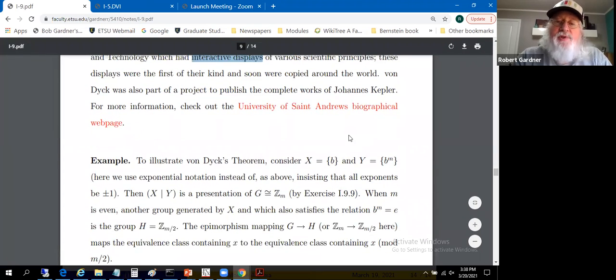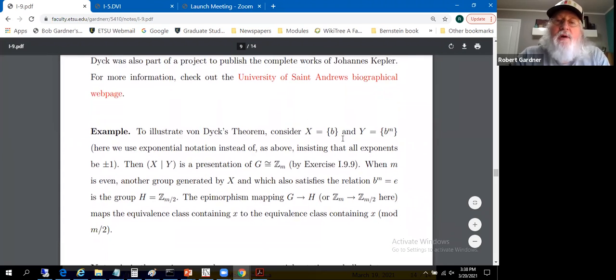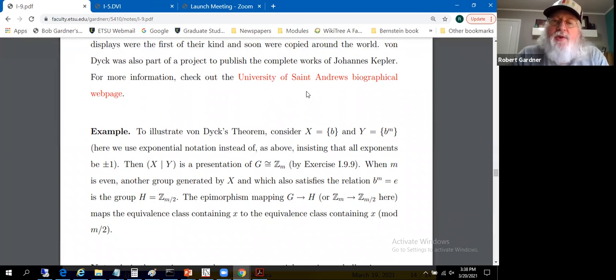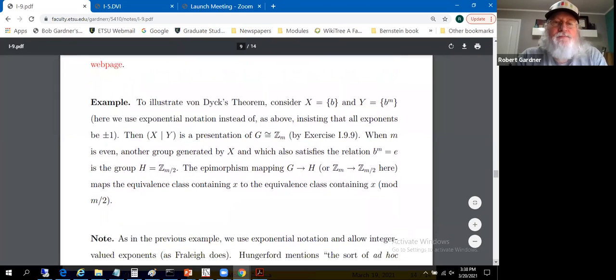And this information is from an excellent place for history of math references, as I've used many times in these notes and my other notes as well. The University of St. Andrews biographical webpage. The notes have links built in, so you can go straight to Von Dyck's biography at St. Andrews just by clicking the link in the notes.